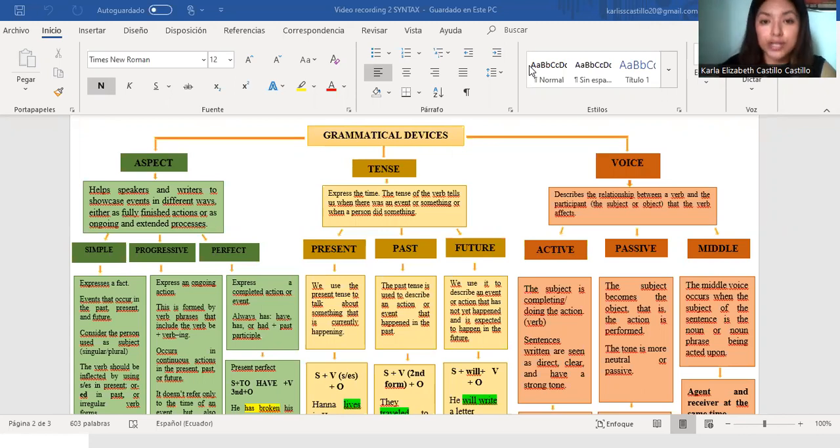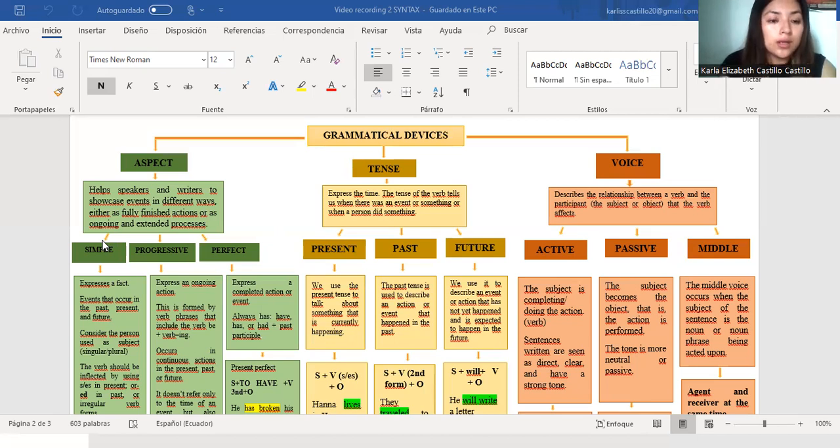Today I'm going to talk about grammatical devices. It's related with unit 6. For this activity, I did a graphic organizer to present all the information of unit 6. The topic of this graphic organizer is grammatical devices. Here we will review 3 parts: aspect, tense, and voice.